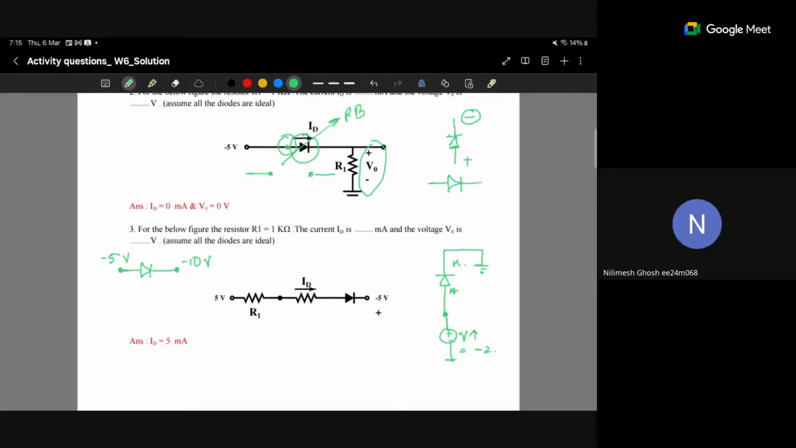Yeah, everyone is saying that it will be on because the voltage across the diode is positive: minus 5 minus of minus 10, that is minus 5 plus 10. This is 5 volt, so the voltage across the diode is 5 volt. Then you can say that this diode will be turned on. Okay, this kind of conceptual thing you have to take care of.